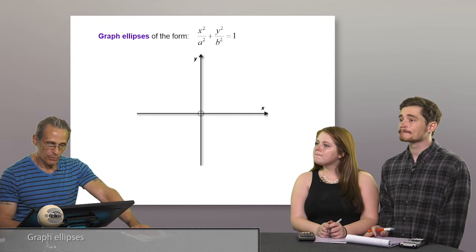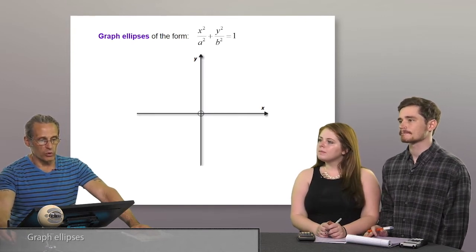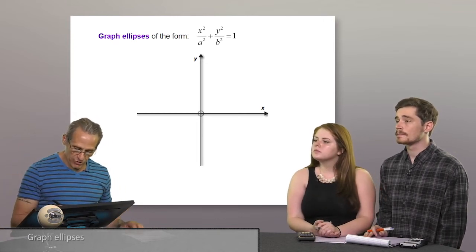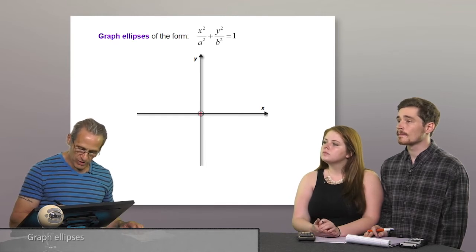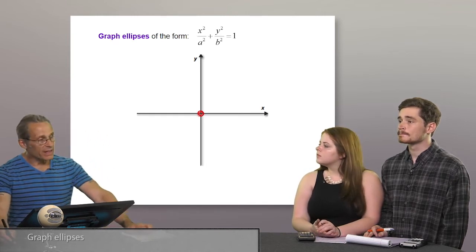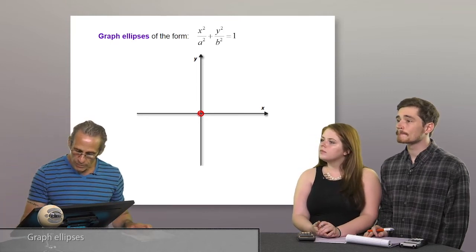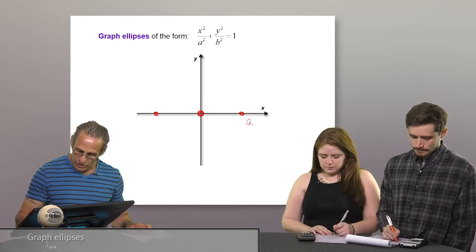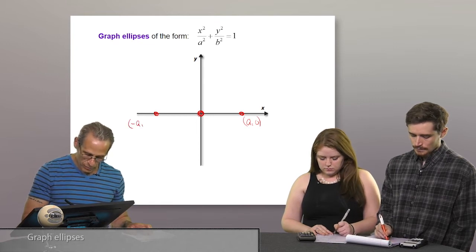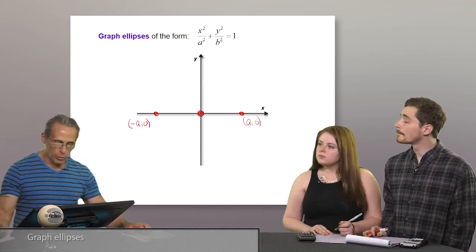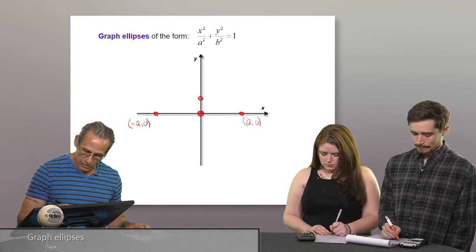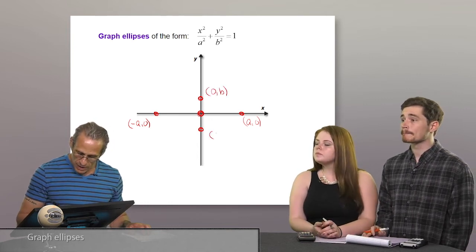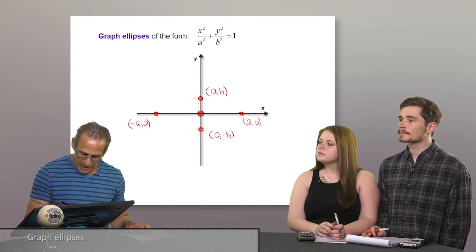Graph ellipses. If I want to graph ellipses in the form of x squared over a squared plus y squared over b squared equals 1, they all share a common feature: the center of the ellipse is at the origin. The ellipse is stretched in the x direction a units to the left and a units to the right, so my coordinates here would be (a, 0) and (negative a, 0). And it's stretched upward and downward b units, so my coordinates along the y-axis would be (0, b) and (0, negative b). And I have my ellipse.